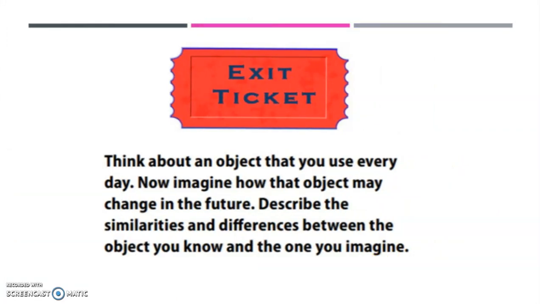Boys and girls, you made it to your exit ticket. And it reads, think about an object that you use every day. Now imagine how that object may change in the future. Describe the similarities and differences between the object you know and the one you imagine. Now, boys and girls, you can always start jotting your ideas down on a piece of paper with your pencil, but make sure you click on the link in the description box of this video so you can get proper credit for your exit ticket.